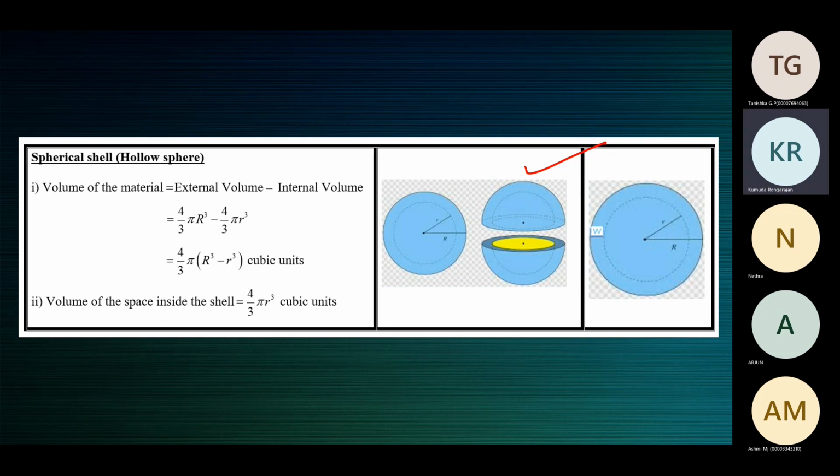And the volume of the space inside the shell will be the volume of the innermost sphere. The volume of the space inside the shell will be 4 by 3 pi r cube, small r cube units. Because inside the shell, there's a spherical cavity, and the volume of that space is the volume of the spherical cavity, 4 by 3 pi r cubed, cubic units.